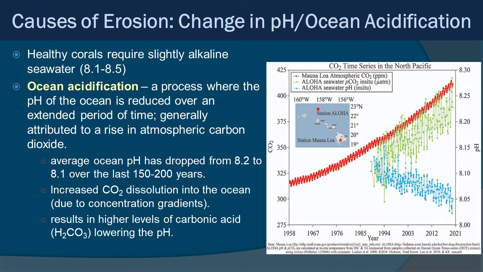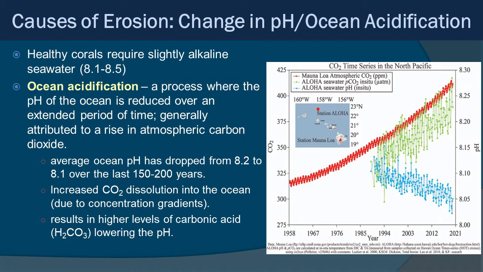The average ocean pH has actually dropped from about 8.2 to about 8.1 over the last 150 to 200 years. This is due essentially to an increase in CO2 dissolving into the ocean from the atmosphere. As atmospheric carbon dioxide levels increase, more CO2 is diffused into the ocean. This results in higher levels of carbonic acid, H2CO3, which lowers the pH.